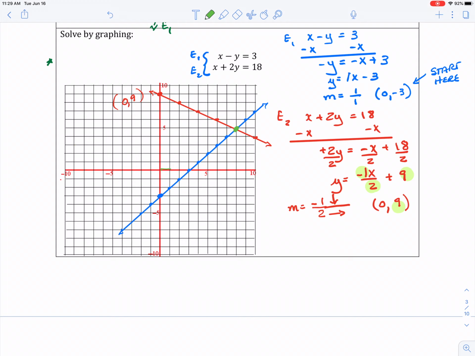Let me determine those coordinates. It looks like we go out 8 to the right, and what is that, 5 up? So my solution is 8, 5, and again, I would go back quickly into the equations and do that little double check.